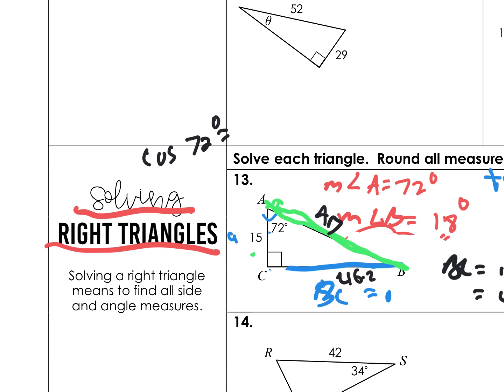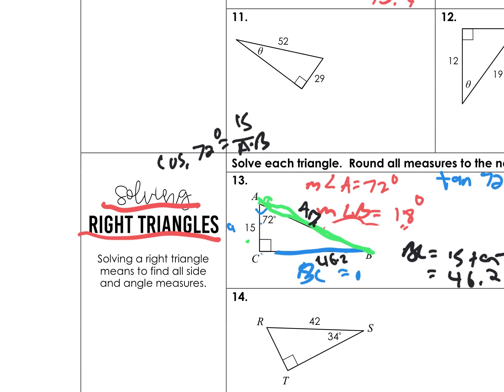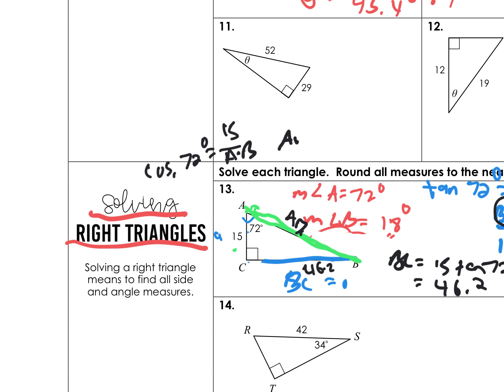I don't know, maybe I'm punishing myself, but cosine of 72 degrees is equal to the adjacent 15 divided by what I'm looking for, AB. So how do I find the AB? I literally have to multiply both sides by AB and divide by the cosine. So if you allow me, I'm going to say this: AB is 15 divided by the cosine of 72 degrees. I think so, unless I messed up.